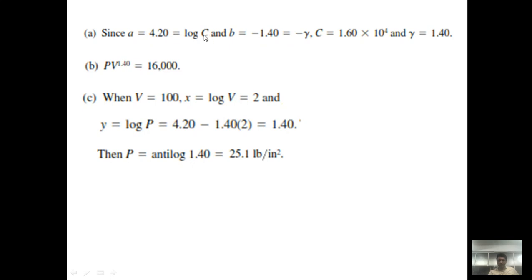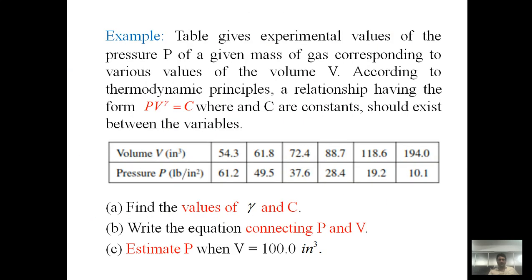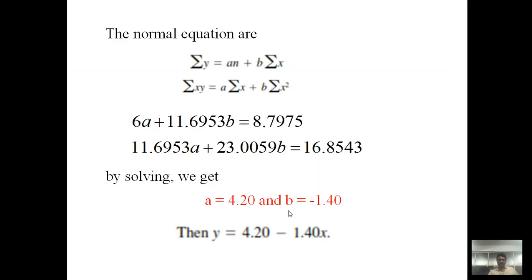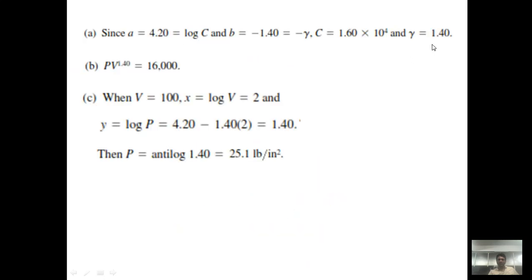So to get the value of c, we have to consider antilog. So c is equal to e raised to 4.20. And by solving that, we get the value of c is 1.6 into 10 raised to 4. And now negative of gamma is negative of 1.40, so the minus sign is cancelled out. So gamma is 1.40. So the first option suggests to find the value of gamma and c. The value of gamma is 1.40 and the value of c is 1.6 into 10 raised to 4.